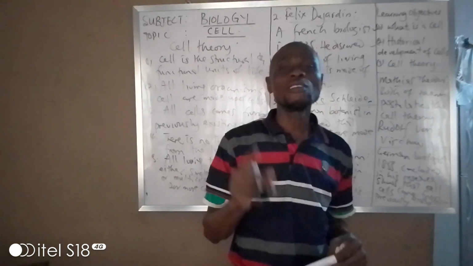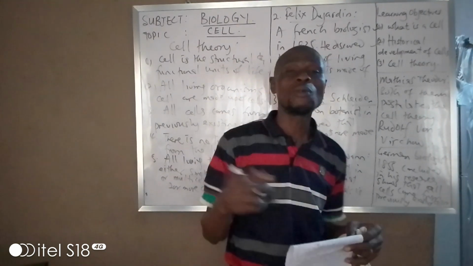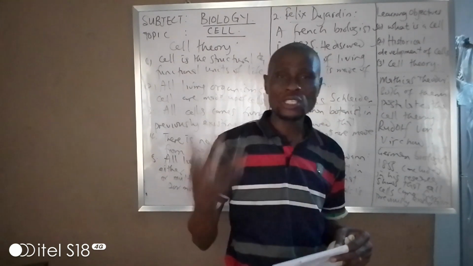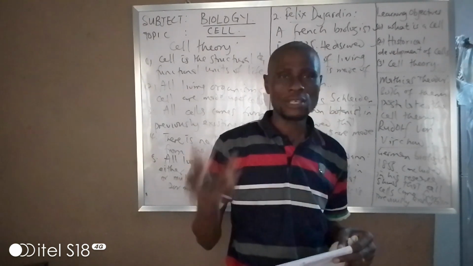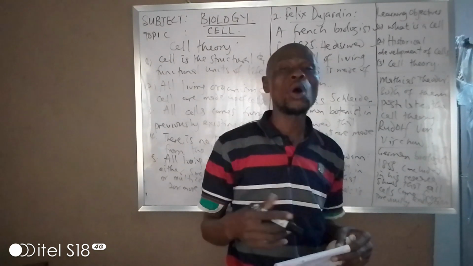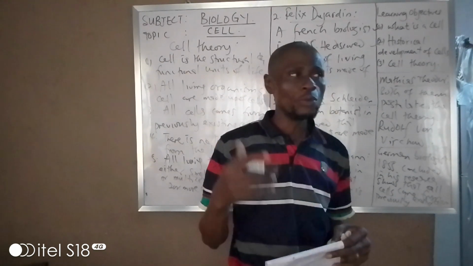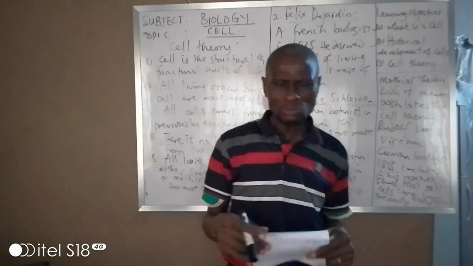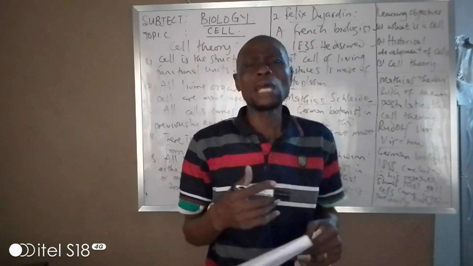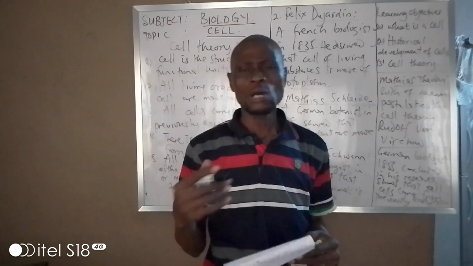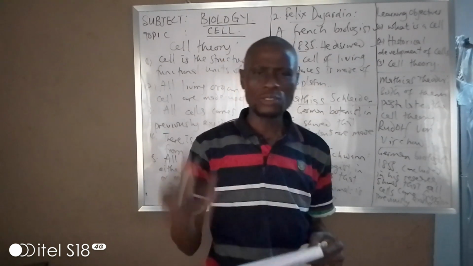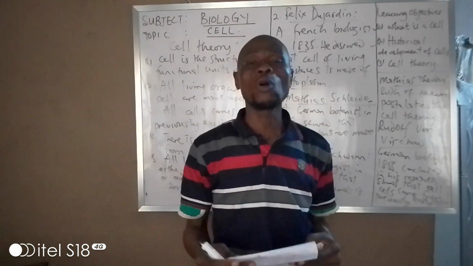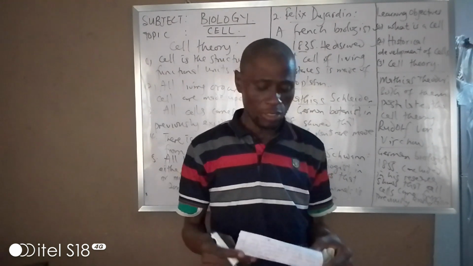Again, unicellular organisms are organisms with one single cell, such as amoeba. We have paramecium, we have chlamydomonas. These are what we call unicellular organisms. We then have multicellular organisms. Examples are we human beings; we are multicellular. We also have Spirogyra, and the flowering plants. These are what we call multicellular organisms.